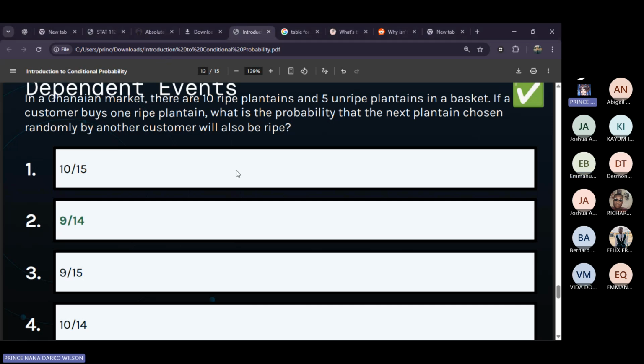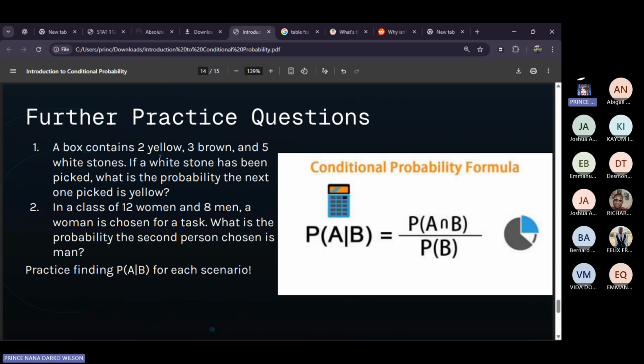So let's proceed to the next example. So this one, you will need to use the probability formula, but if you think you can do it with your mind, even without using the formula, try doing that and then you might actually get the answer correct. So this one, there are no possible answers. It says a box contains 2 yellow, 3 brown, and 5 white stones. If a white stone has been picked, what is the probability that the next one picked is yellow? So this one, you can use the formula, but you can also apply what we just did and get the answer equally. So try doing it mentally before applying the formula and see.